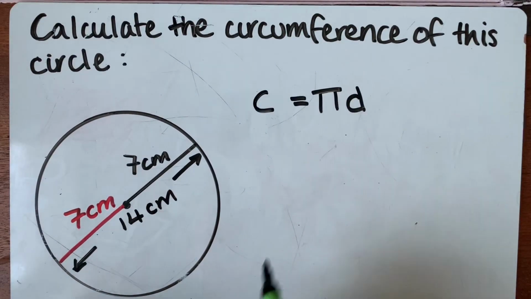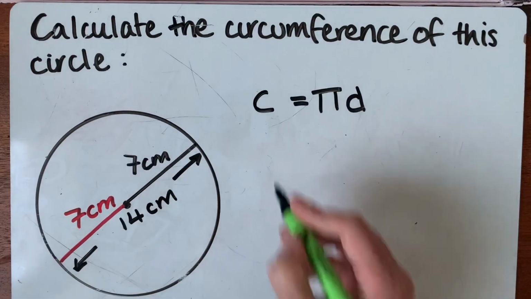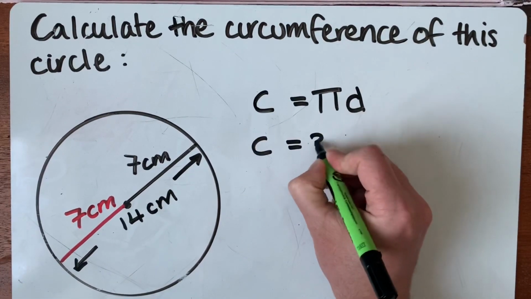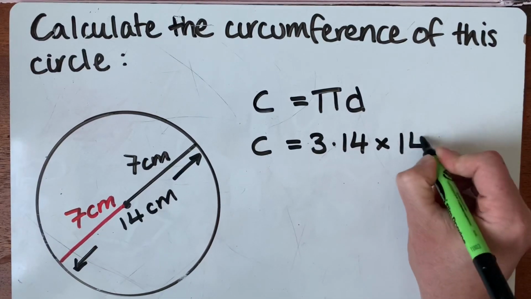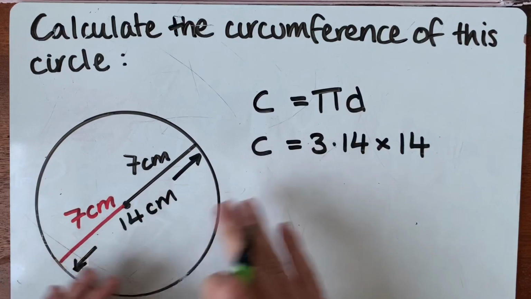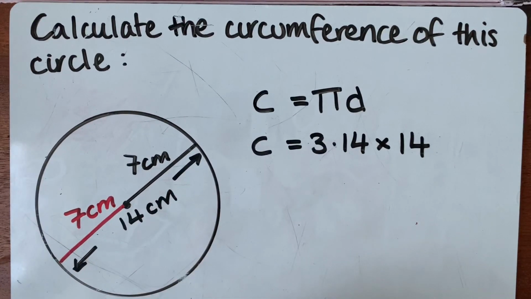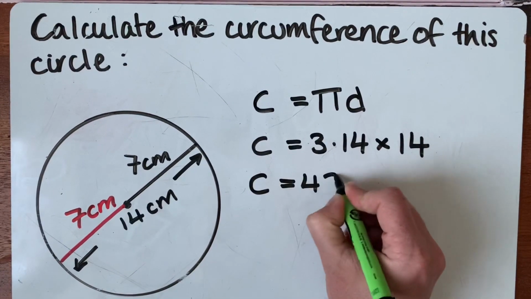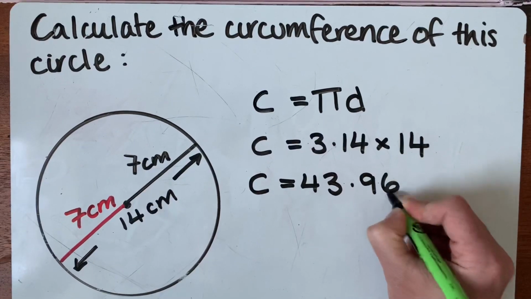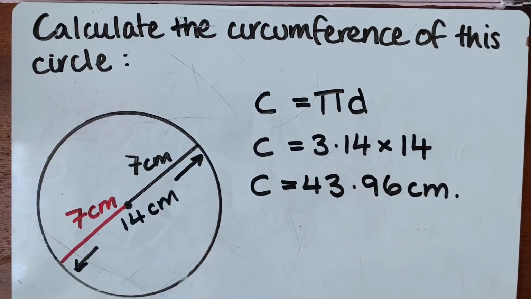All right, so back to the question then. Circumference is equal to pi times the diameter. The circumference is equal to 3.14 multiplied by our diameter, which we now know is 14, not 7. That was the radius. 14 for the diameter. We do our calculation, 3.14 multiplied by 14, and we get that the circumference of this circle is 43.96 centimeters. Don't forget your units at the end there. All right, that's two examples that will hopefully help you with any of the circles tasks that you're trying today.